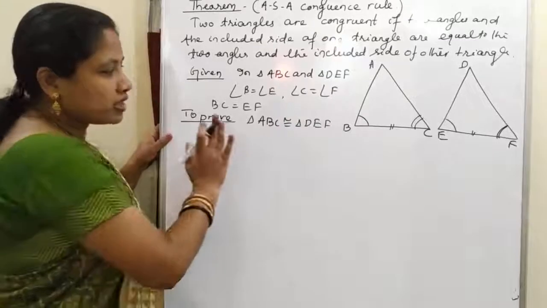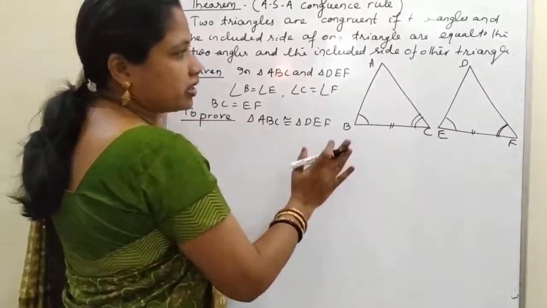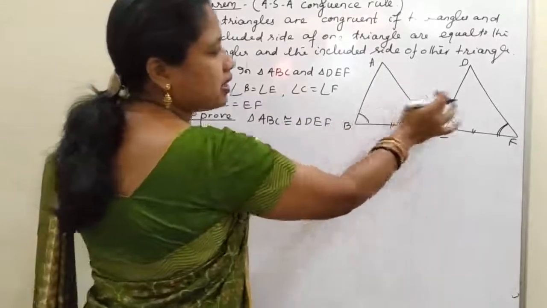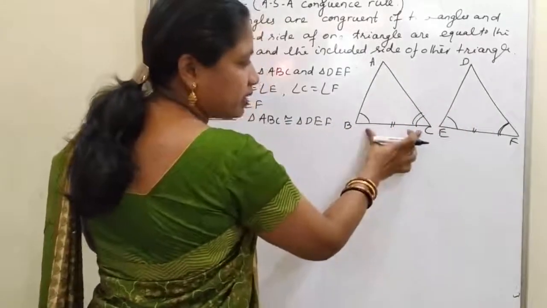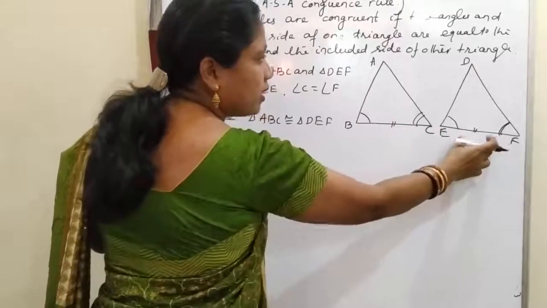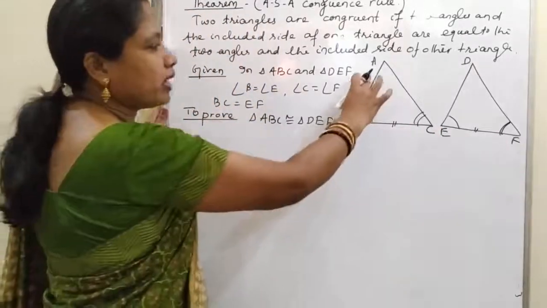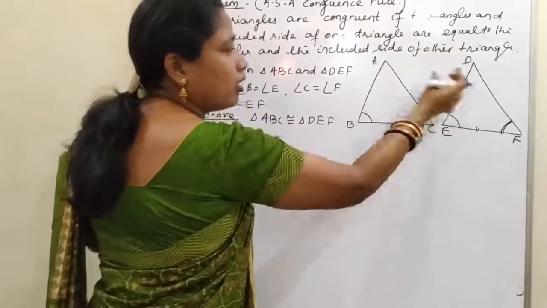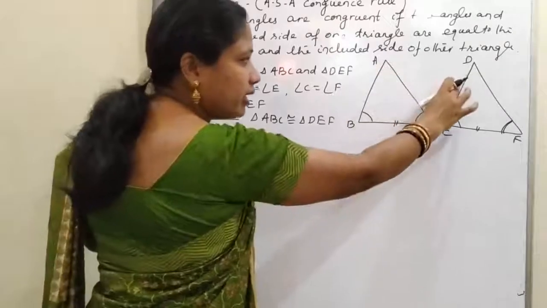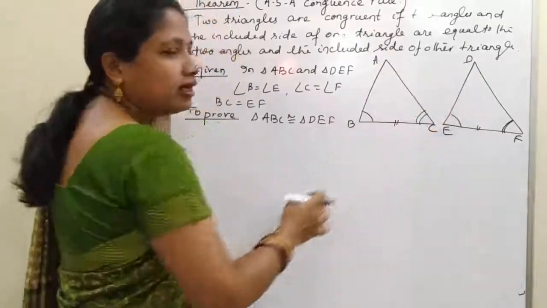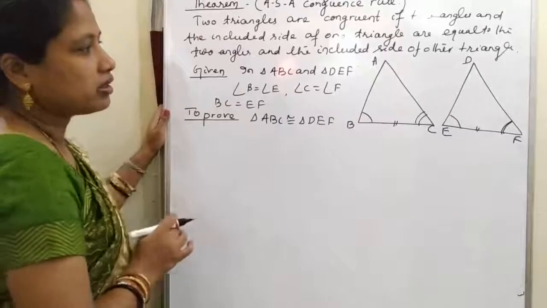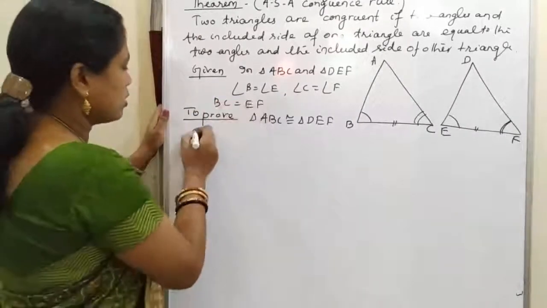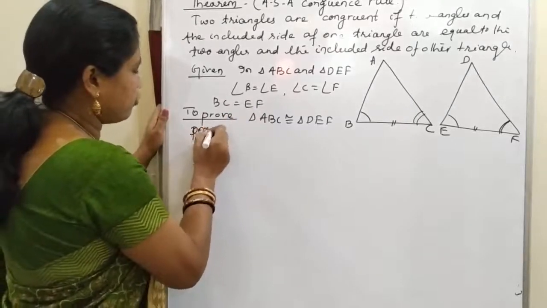To prove this theorem, we have to consider three cases. In triangle ABC and triangle DEF, it is given that BC is equal to EF. Then what is the relationship between AB and DE? AB may be equal to DE, or AB may be greater than DE, or AB may be less than DE. So there will be three conditions. We will consider the three cases one by one. So the next step is our proof.